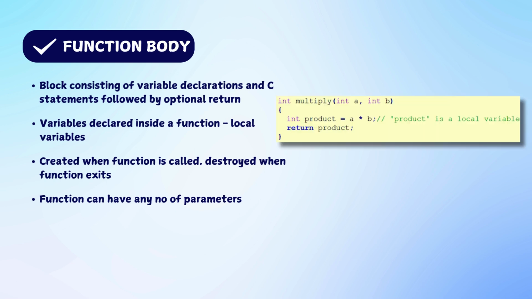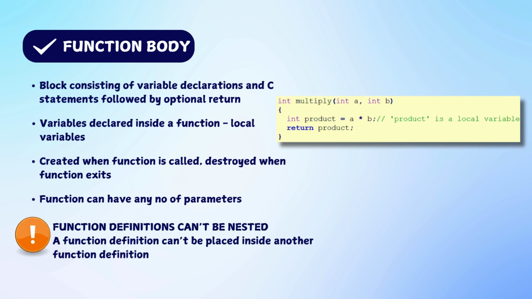Here in this example, product is a local variable. It is created when the multiply function is called and is destroyed once the function finishes execution. Important point to consider here is function definitions cannot be nested. That means a function definition cannot be placed inside another function definition.